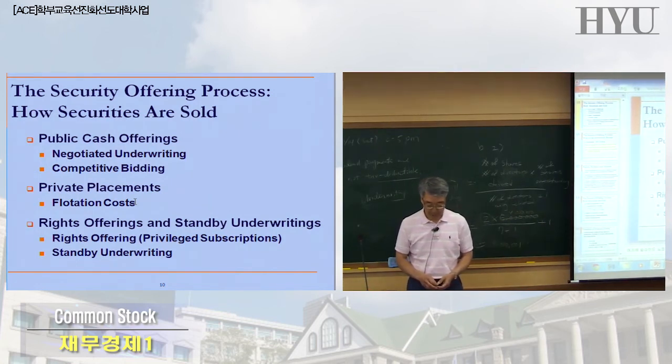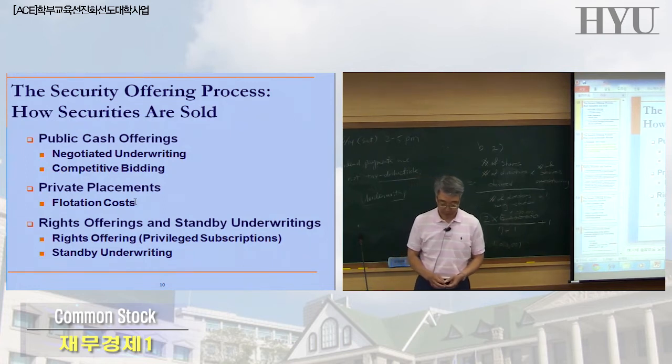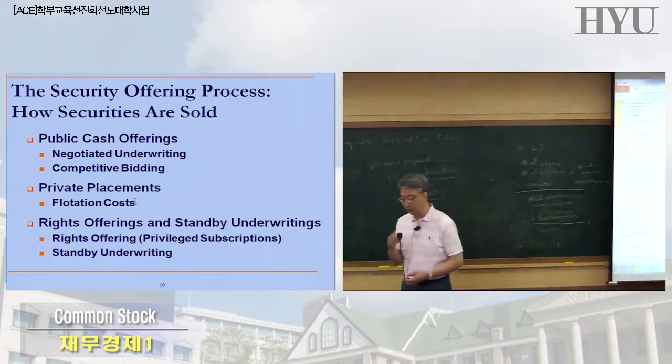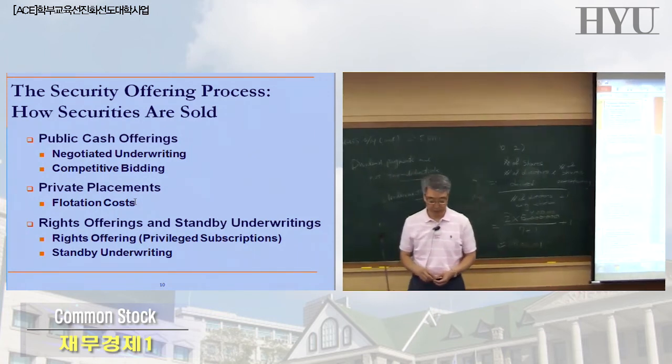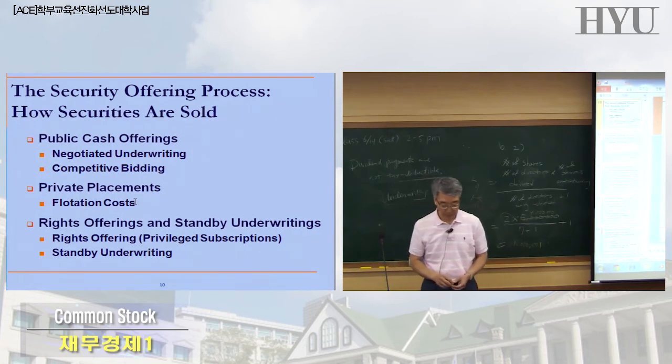So, the security offering process. What kind of processes are involved in selling the securities? Well, there are public cash offerings, private placements, rights offerings, and standby underwriting. Public cash offerings is the more common way, what we call an IPO. IPO is one of the public cash offerings, an initial public offering.